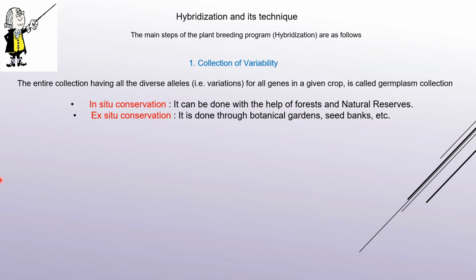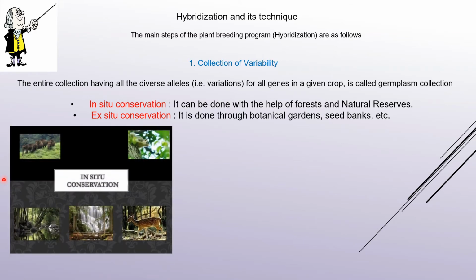In situ conservation involves the help of forests and natural reserves. Suppose there is one particular plant which is going to become extinct, or has already become extinct. Now you want it again because of its medicinal importance. What you can do is go into the forest, collect its wild form and then convert it into the domestic form by modifying it with respect to its heredity.